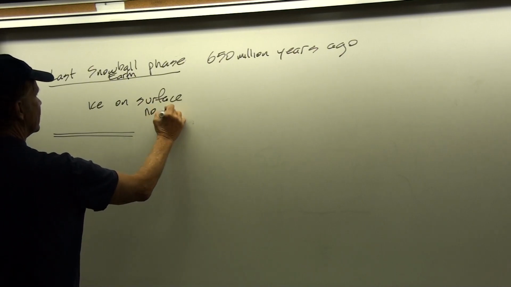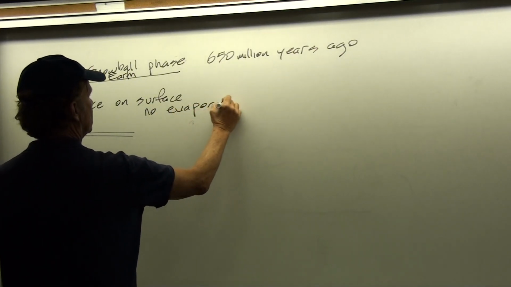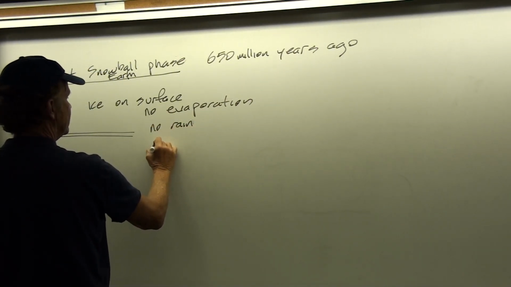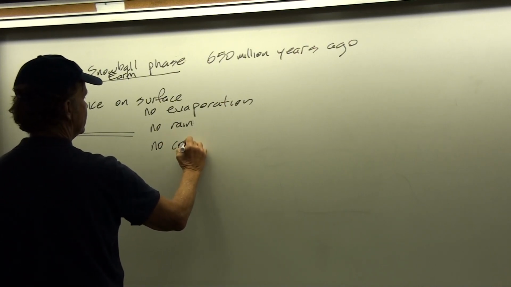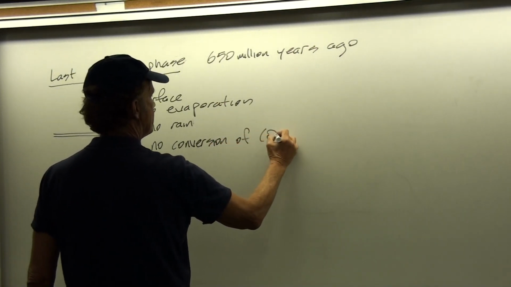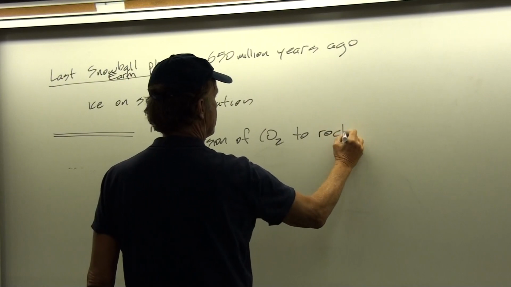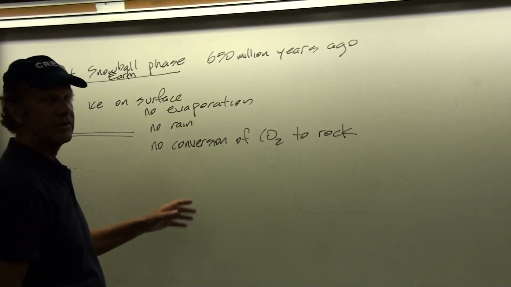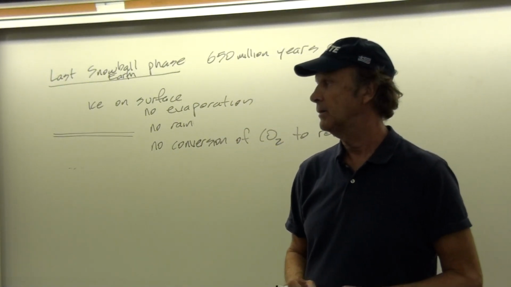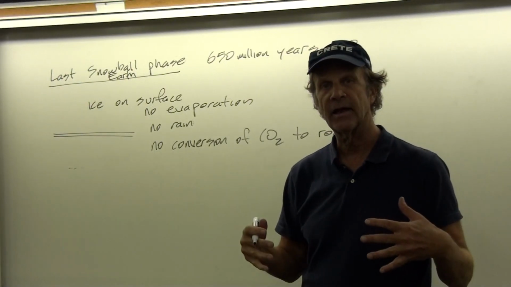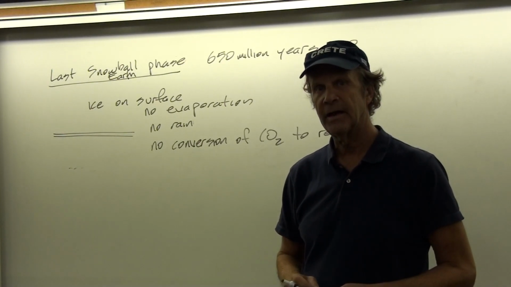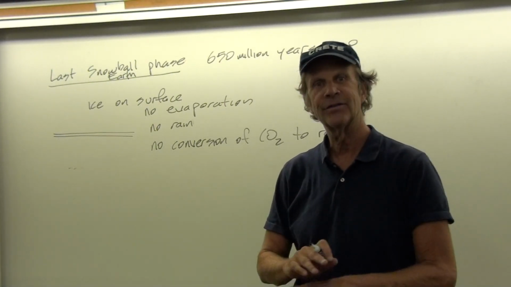And that means no evaporation, no rain, and that means no conversion of CO2 to rock. So this is the other side of the story, because this is actually good. This shuts down the reactions of carbon dioxide with calcium that control the carbon dioxide levels. You don't want to control them if the Earth is frozen over.